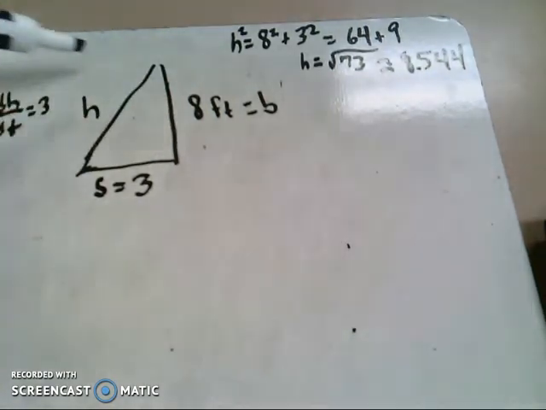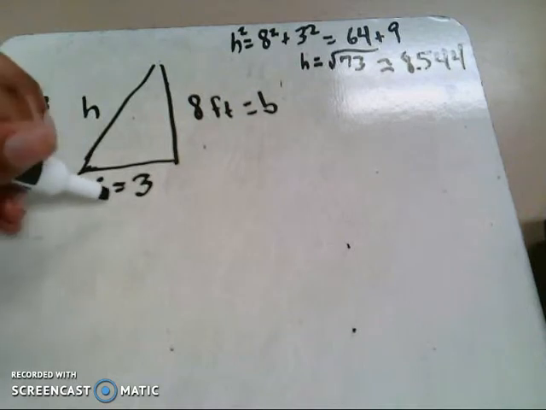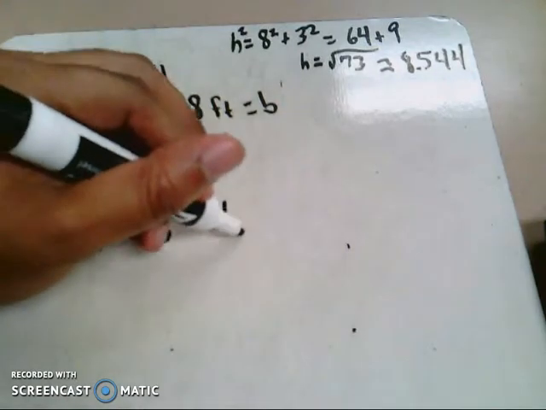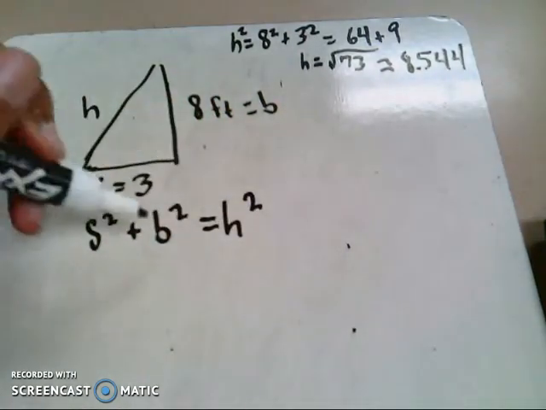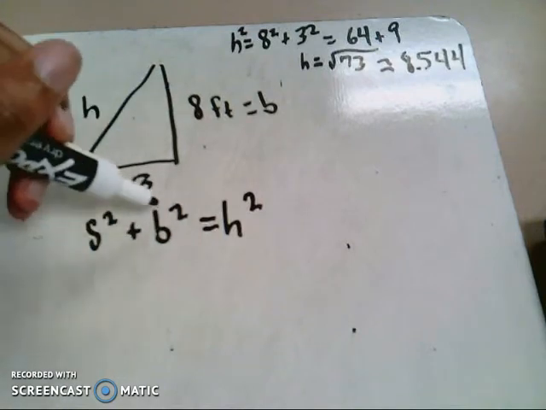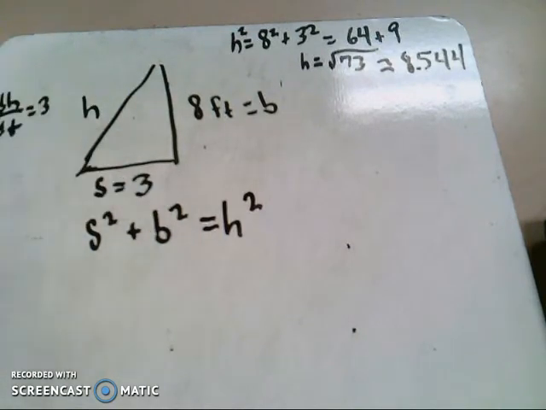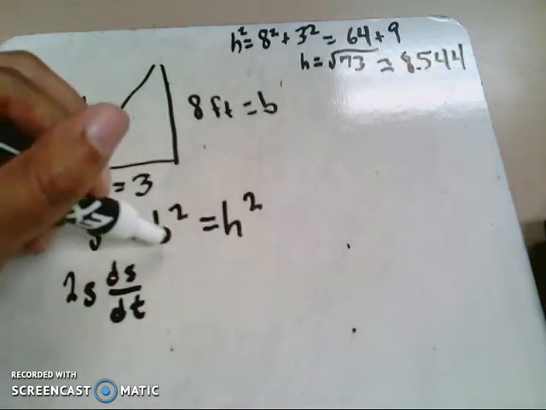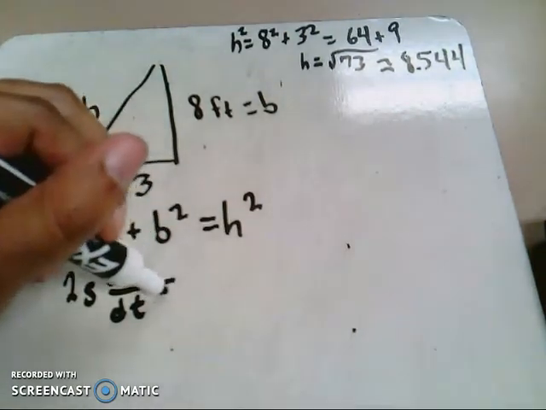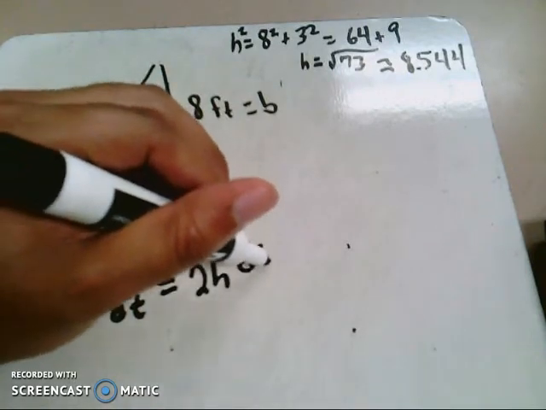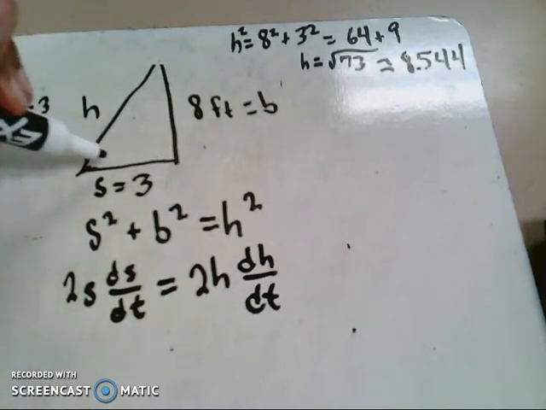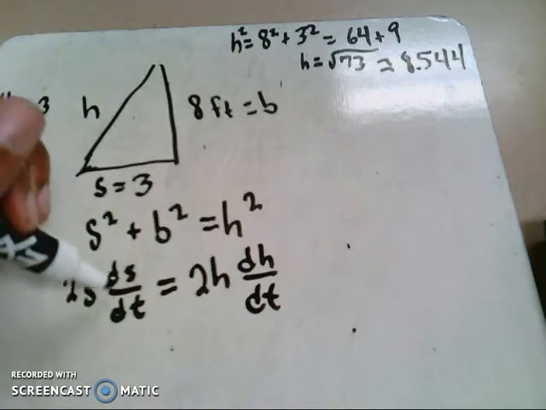So now we're going to set up an equation to model our scenario. We know we have s squared plus b squared equals h squared, where s and h are variables. However, b is a constant. So when we take the derivative with respect to time, we know that our constant is going to go to 0. So our derivative here is going to be 2s ds/dt, and this will be 0. So this equals 2h dh/dt. And we're looking for this rate of change along this horizontal distance, which is going to be ds/dt.